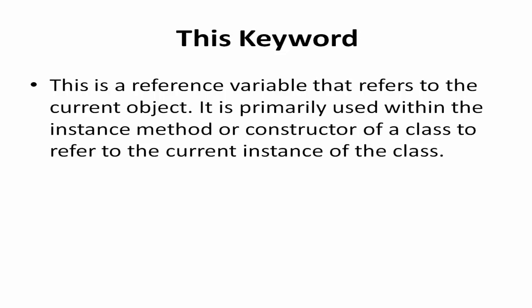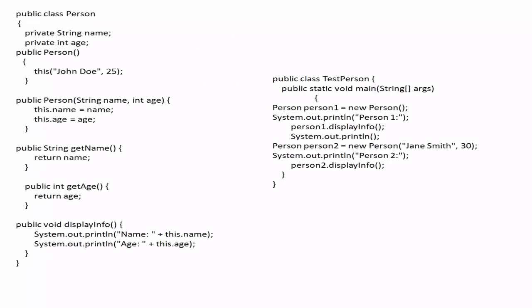The this keyword. In the previous programs we have used this. So what is this? This is a reference variable that refers to the current object. It is primarily used within an instance method or constructor of a class to refer to the current instance of a class. So let us consider this example.